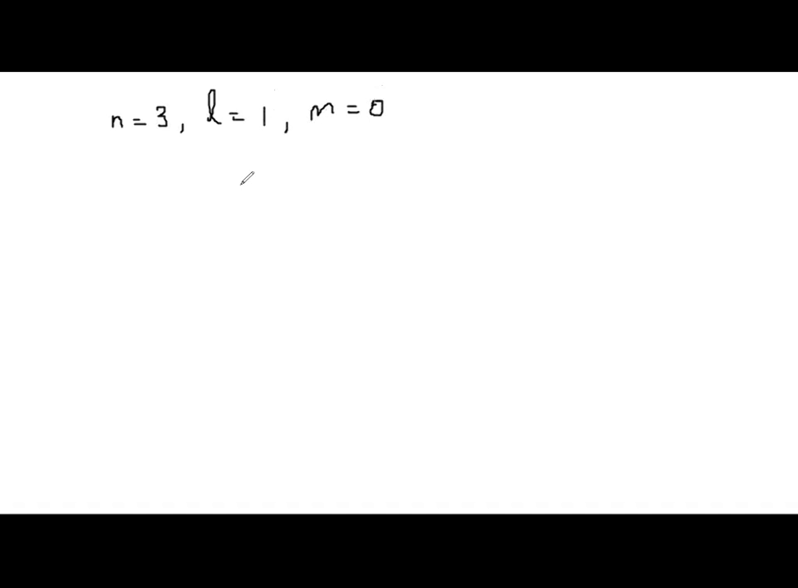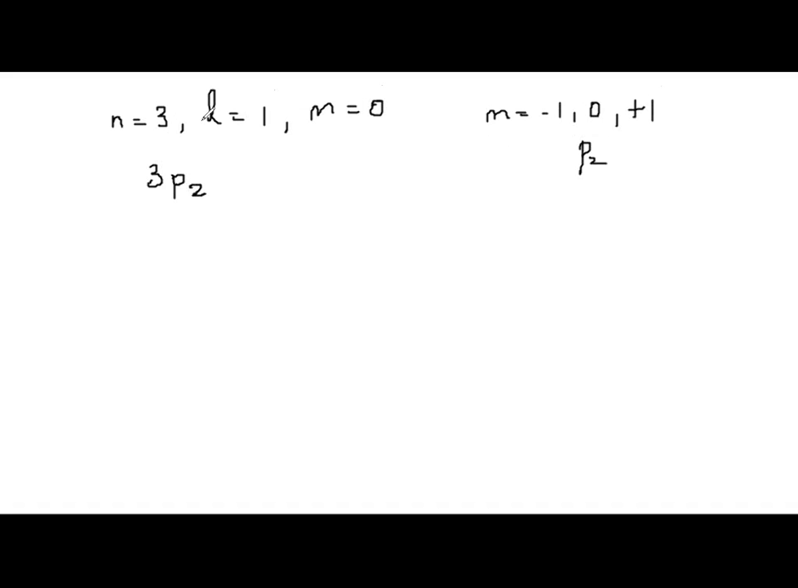If N is equal to 3, that means we are talking about the third shell. L is equal to 1, it is P. And for L is equal to 1, M values are minus 1, 0, plus 1. They are saying M is 0, that means 0 is for pz. Therefore, this orbital is 3pz.